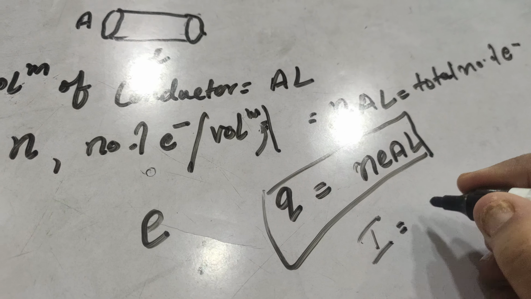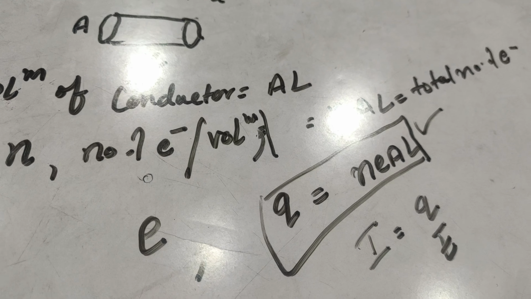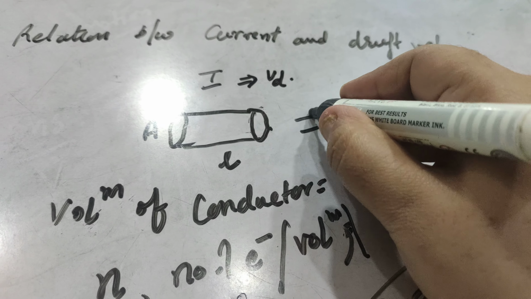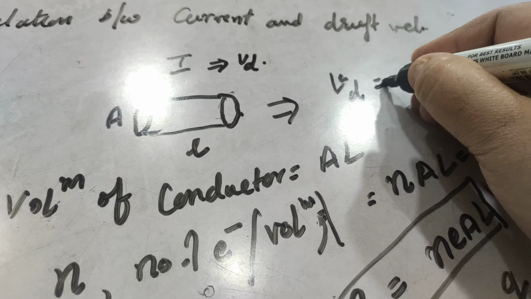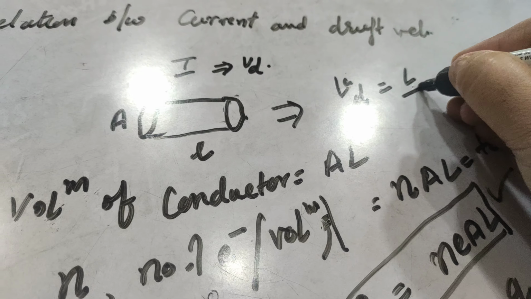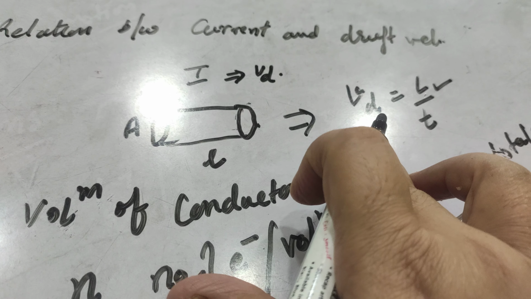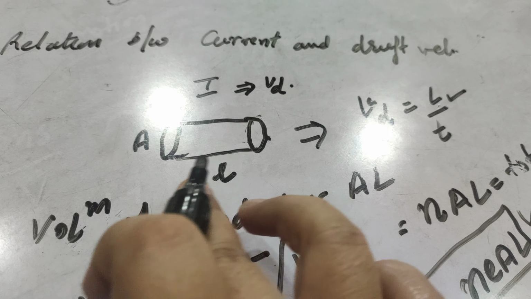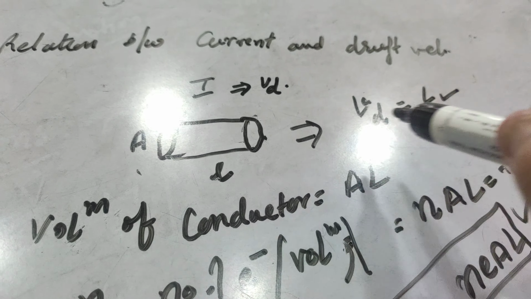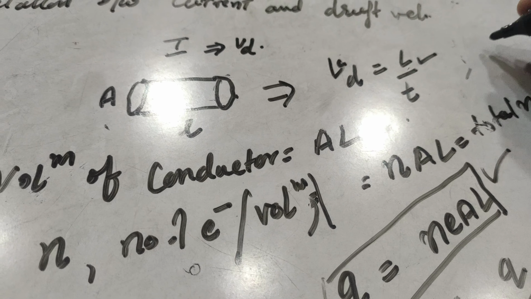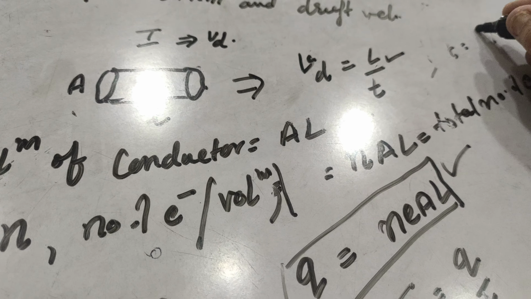Now current I is given by Q by t. The value of Q we have calculated. Now what about t? Time is calculated from this. We know that velocity Vd is given by the distance upon time. Here drift velocity is given by the distance traveled by the electrons while moving toward the positive end of the conductor. So total distance is L and time taken is t. So in this case, we write t is equal to L upon Vd.